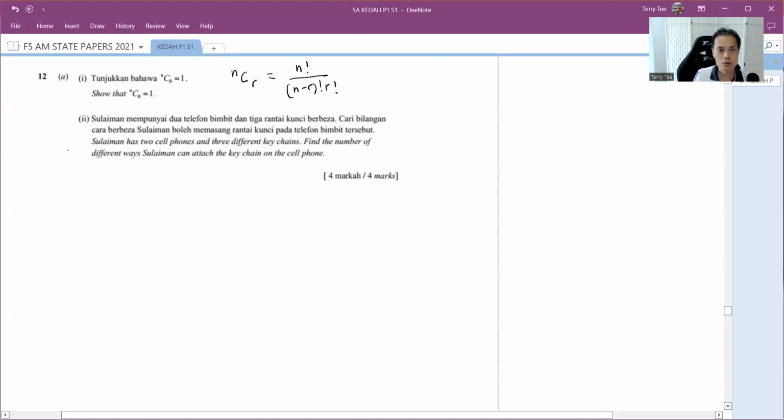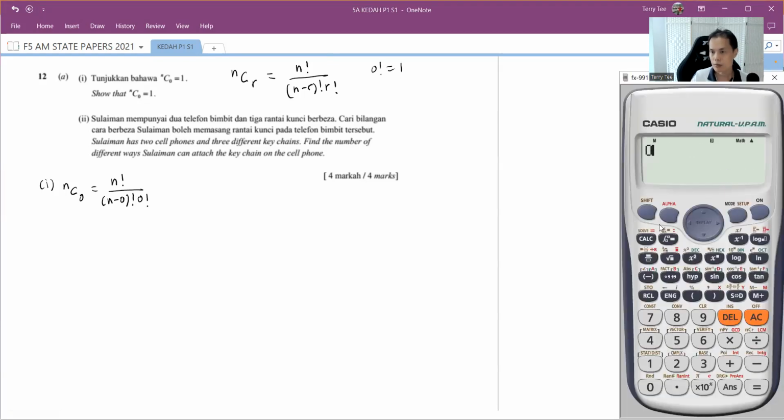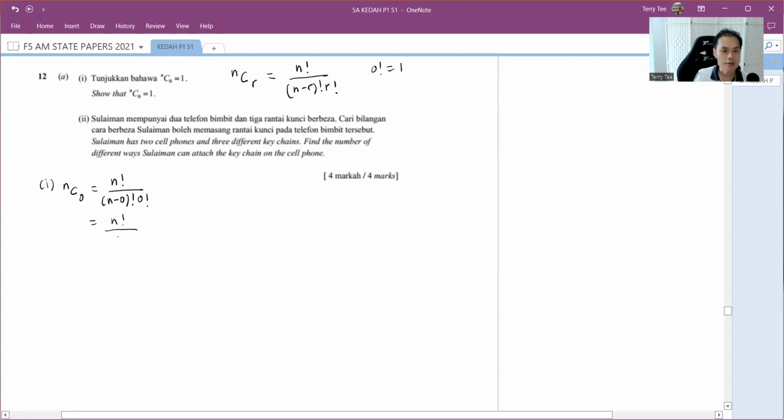So if you want to show the first part, NC0, you need to think n factorial over n minus 0 factorial, 0 factorial. And remember, 0 factorial is 1. If you're not sure, you can use your calculator. 0 factorial is just 1. And now you're left with n factorial. N minus 0 is still n. So you have n factorial divided by n factorial, which you can cancel out. Your answer is 1.